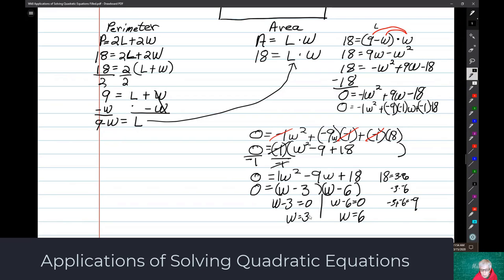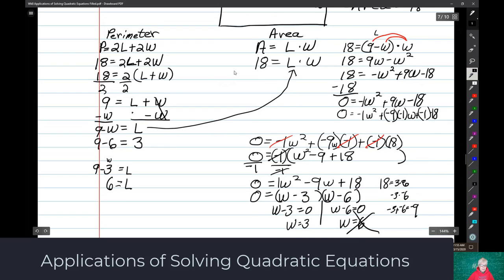If the width is 6, then the length would be 3. But that would mean that the width is longer than the length, and that can't happen. So we can't choose that. We have to choose L equals 9 minus 3. We have to let the width be 3. And if we allow the width to be 3, so let's mark out the 6, then the length will be 6.